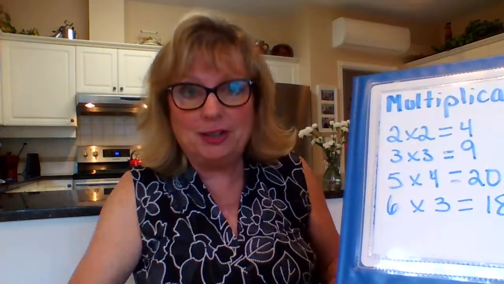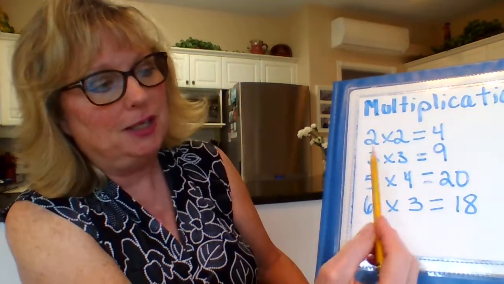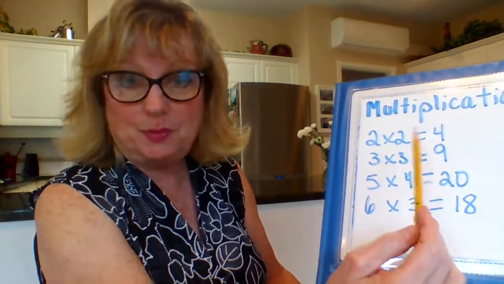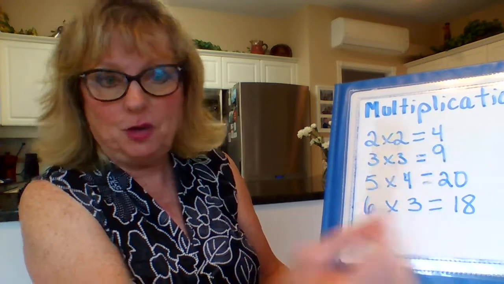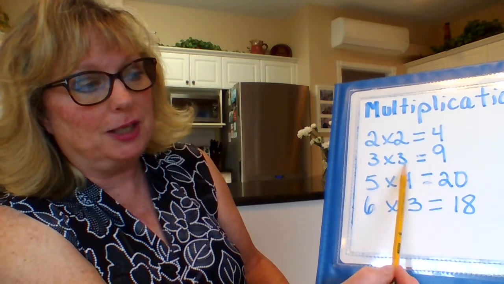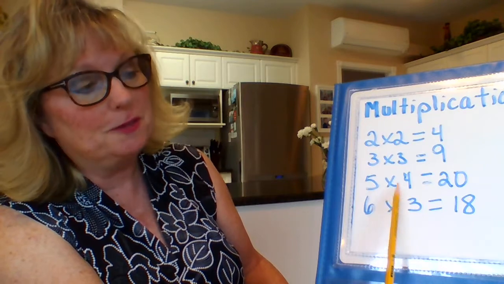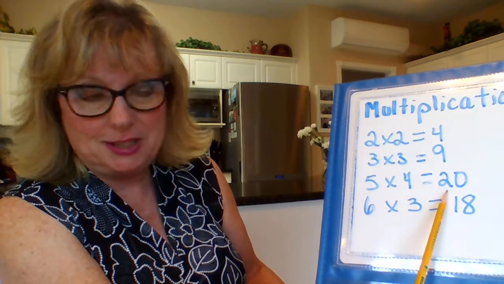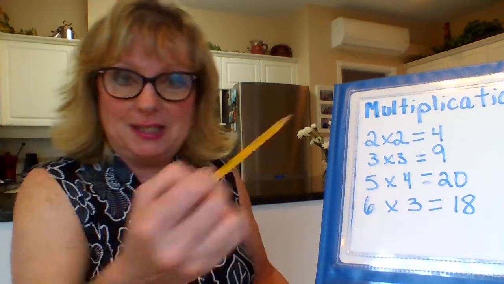And so we've looked at that as a linear equation. Linear just means straight across, up like this way. This looks like an equation sentence, what we talk about. 2 groups of 2 equals 4, right? So we practice that. 3 groups of 3 equals 9. 5 groups of 4 equal 20, and 6 groups of 3 equal 18.